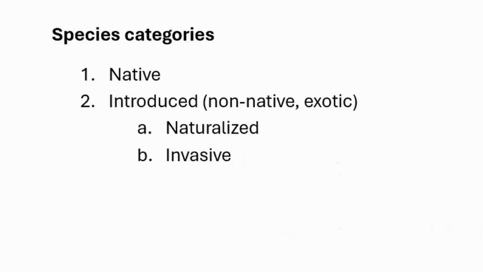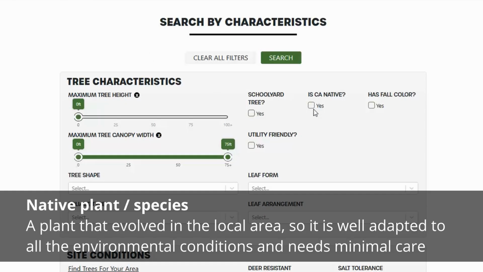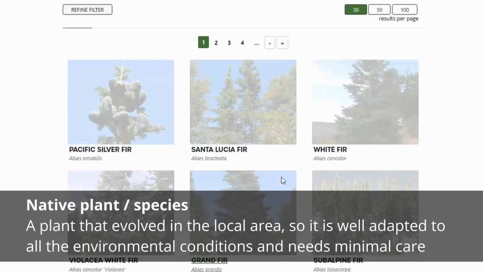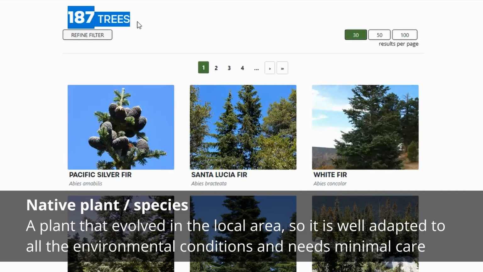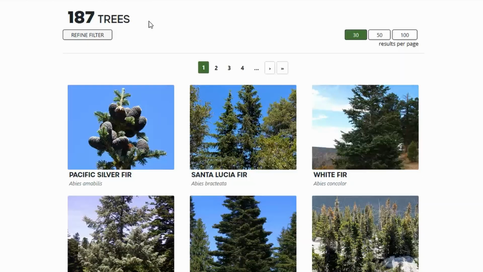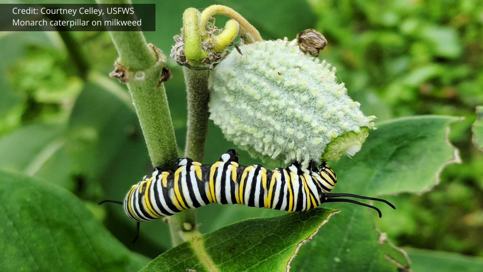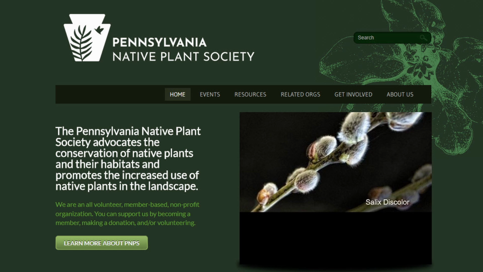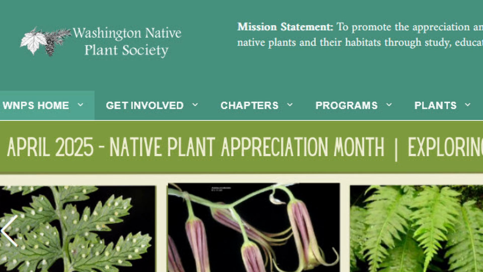There's 4 categories: native, introduced, naturalized, and invasive. A native plant is one that evolved in your general area and is very well adapted to any of the climate and soil conditions that you expect. It's also good to plant natives because they will also support native wildlife. If you're interested in learning more about native plants, just search for your area and Native Plant Society.